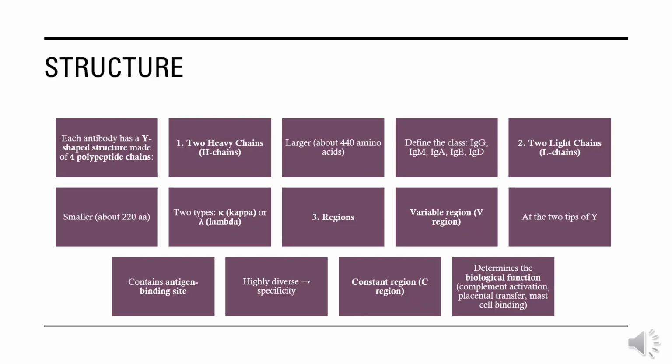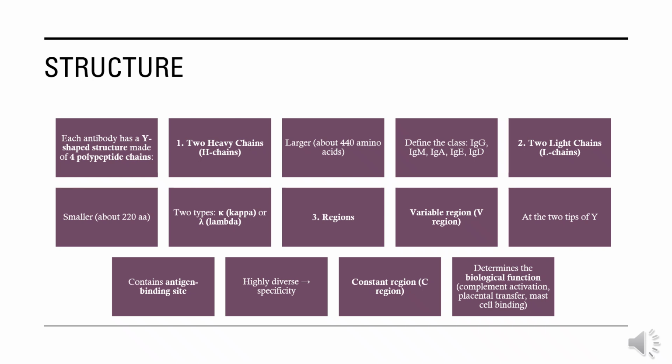Each antibody has two types of chains. One type is heavy chain and the other type is light chain. The type of the antibody is defined by the heavy chain such as IgG, IgM, IgA, IgE and IgD, and the light chain may be of the kappa or lambda.